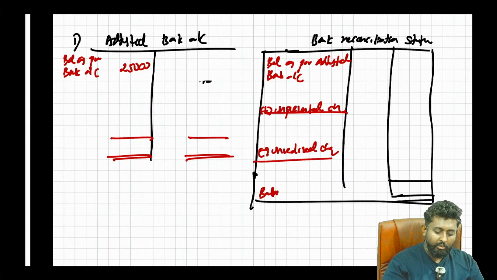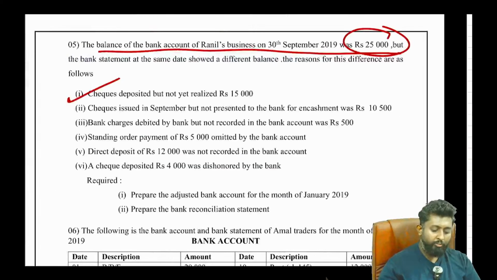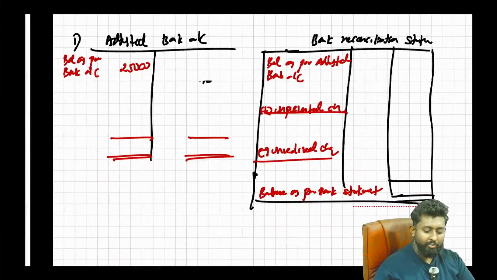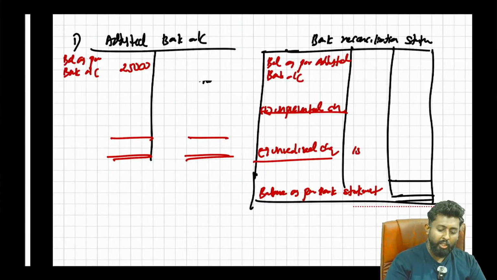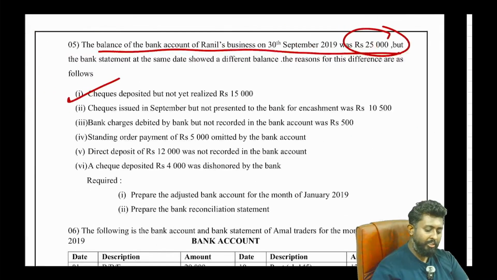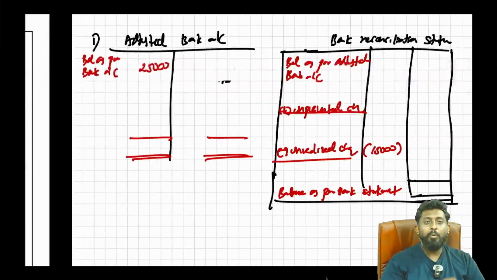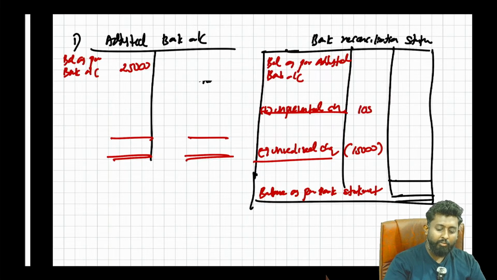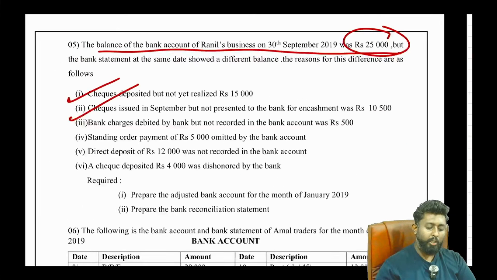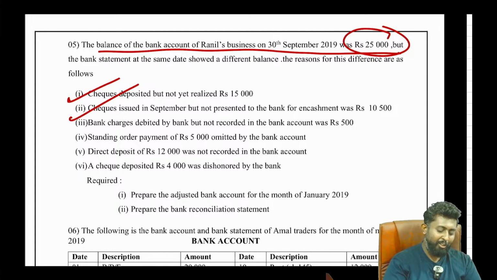Then what do we get here? The balance as per bank statement. So the first one is unrealized check 15,000. Because there's only one check, let me straight away record here, you minus unrealized check. Second, unpresented check 10,500, you have to add. Look, easier than the previous one, no?